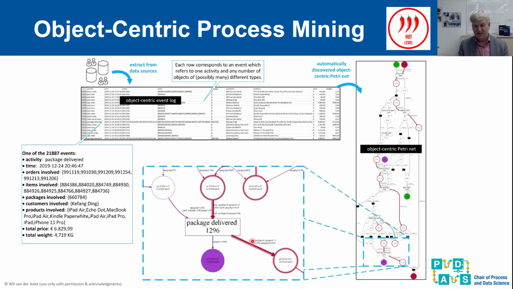There are, let's say, thick arcs and normal arcs. In a normal arc, there is one object involved. If there is a thick arc, that corresponds to the fact that there could be multiple objects involved in the corresponding activity. So for example, here, package delivered refers to one package, but may involve any number of items in that particular package.